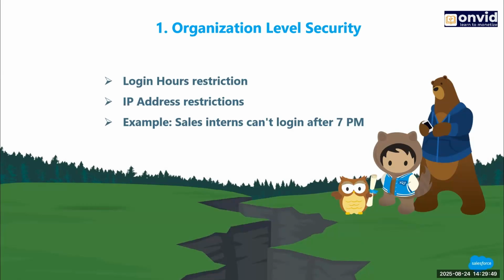Let's suppose you guys are working from a company. The company will have an IP address, so we will just whitelist that IP address. So you can only visit from your company and you can work from there on our Salesforce platform. So all these things can be done easily by setting up the organization level security.